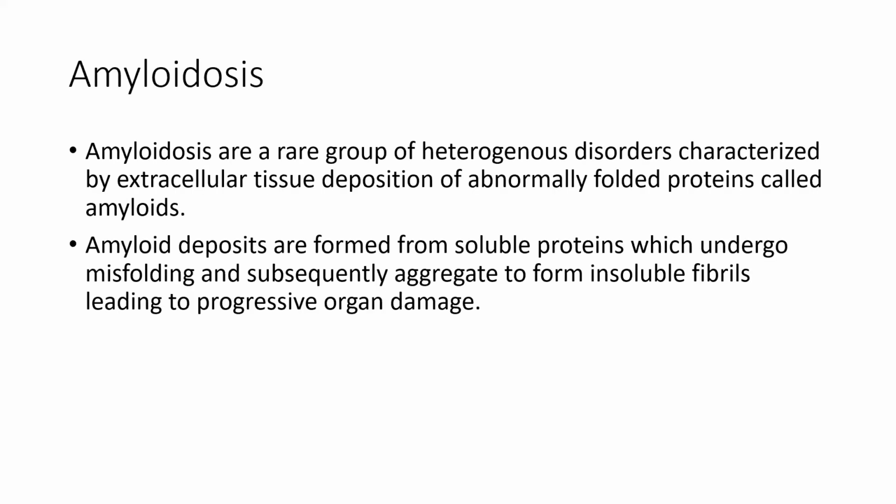Now, the next complication is amyloidosis. Amyloidosis is a rare group of heterogeneous disorders characterized by the extracellular tissue deposition of abnormally folded protein called amyloid. Amyloid deposits are formed from soluble protein, which undergoes misfolding and subsequently aggregates to form insoluble fibrin, leading to progressive organ damage.